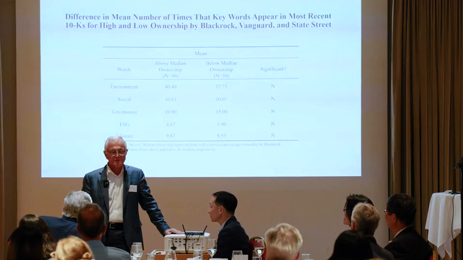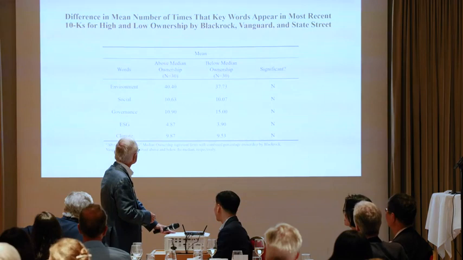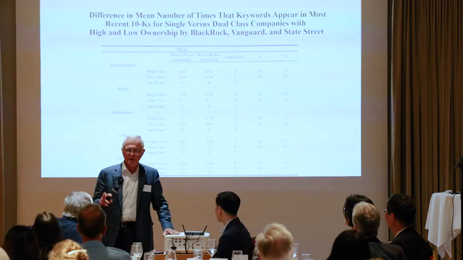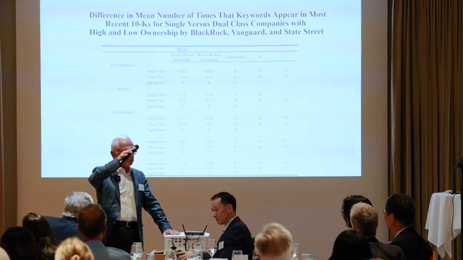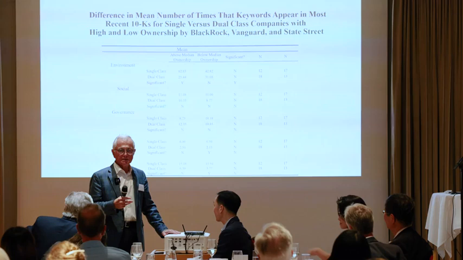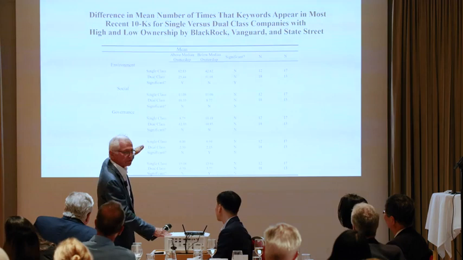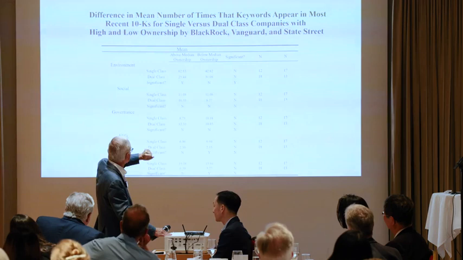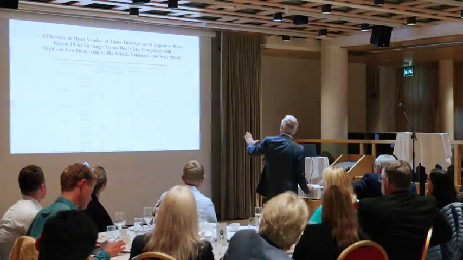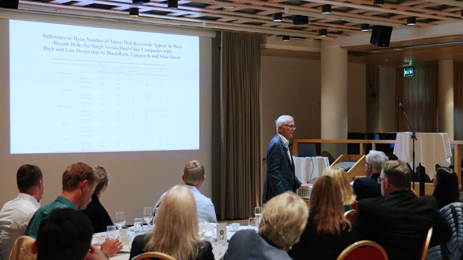And then the next one is a variant of this one where I created a 2x2 matrix. The columns are basically above and below median ownership by the three. And then I did it for single class and dual class. So you see the single class firms with large ownership by BlackRock, et cetera, use the word environment 62.8 times in 2023. Those are the ones you would think would be most potentially influenced by BlackRock, et cetera.